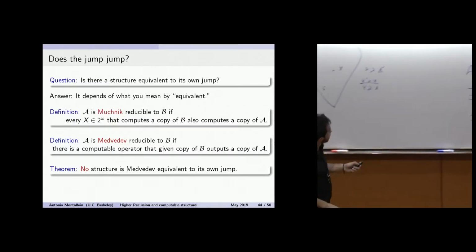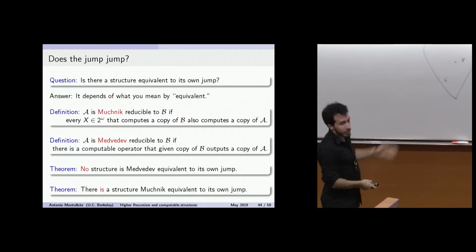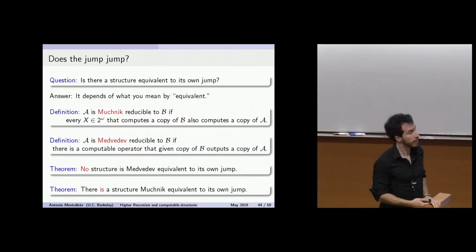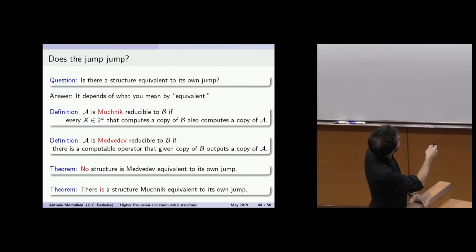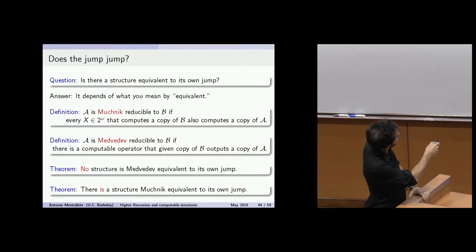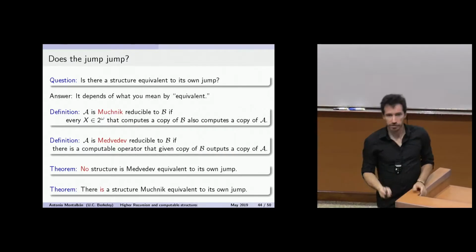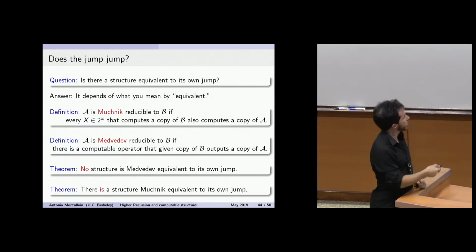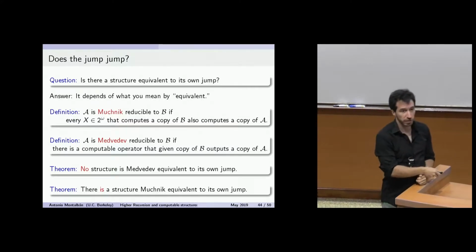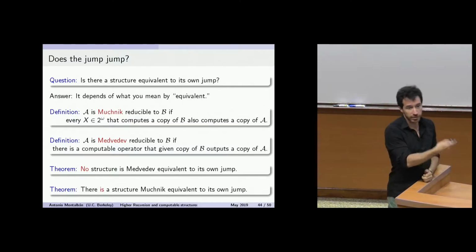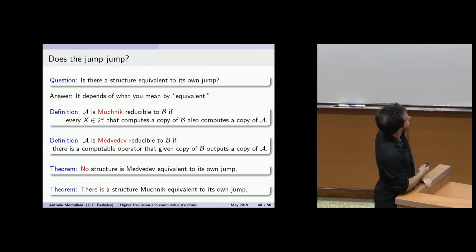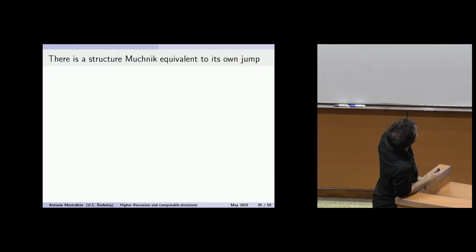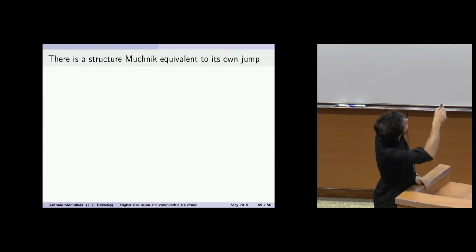So you can show, and this is what we're going to do the rest of this lecture, that there is a structure that is Muchnik equivalent to its own jump. So in this case, it doesn't jump if you look at Muchnik equivalence, at least for this particular structure. Okay, so that's a statement of the theorem that we're going to look at. There is a structure equivalent to its own jump.